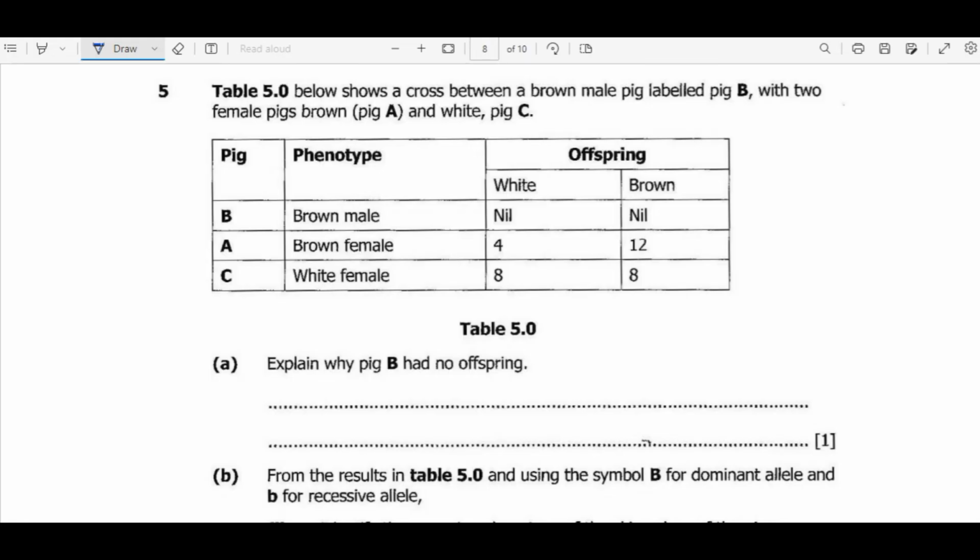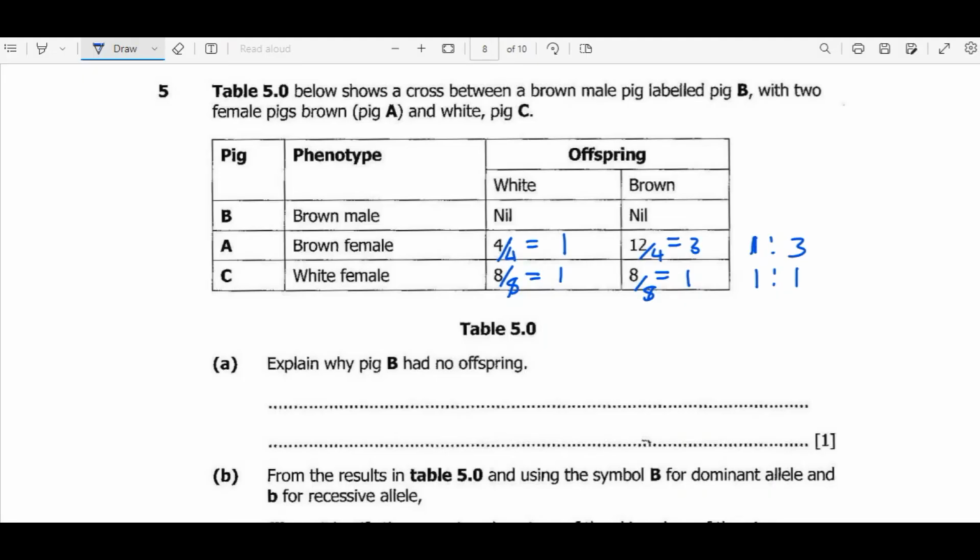So if this is converted into ratios, we can say 4 divided by 4 giving us 1, then 12 divided by 4 giving us 3. So this is a 1:3 ratio. So 1 for white, 3 for brown. Then here we divide by 8 giving us 1. We divide by 8 also giving us 1. So this is a 1:1. Okay, so the reason why we are writing some ratios, these may be of help in terms of finding the genotypes. Then question A, explain why pig B had no offspring.